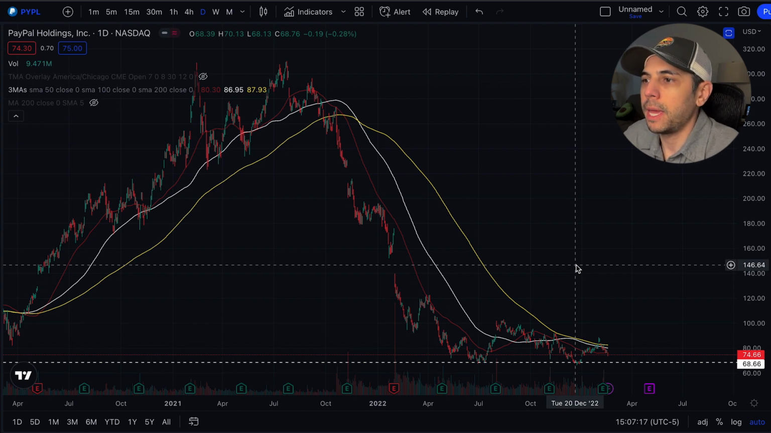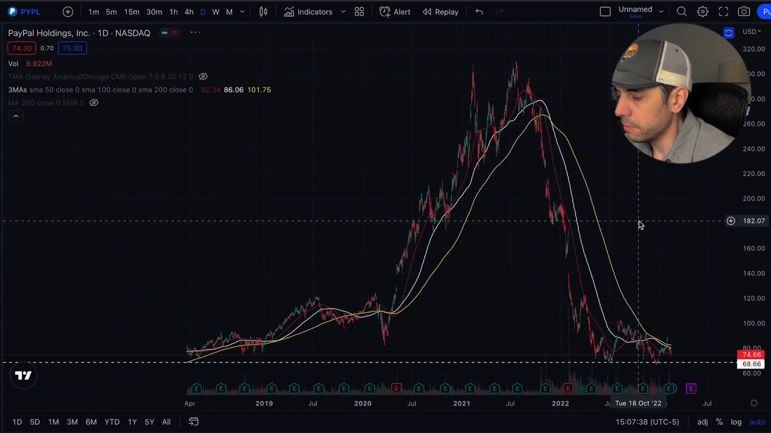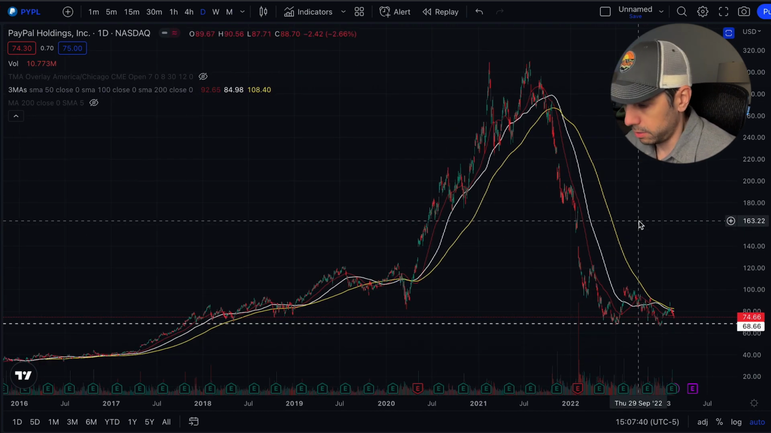At the end of the day, PayPal is a mid-teens earning grower, and they're predicting 10% sales growth for the next few years. Now, also their PE has dropped down quite a bit to 19 times forward PE for 2023. Still probably a little rich for this stock, but definitely down a lot more compared to where it was. Okay, enough of that. So let's get into the technicals now.